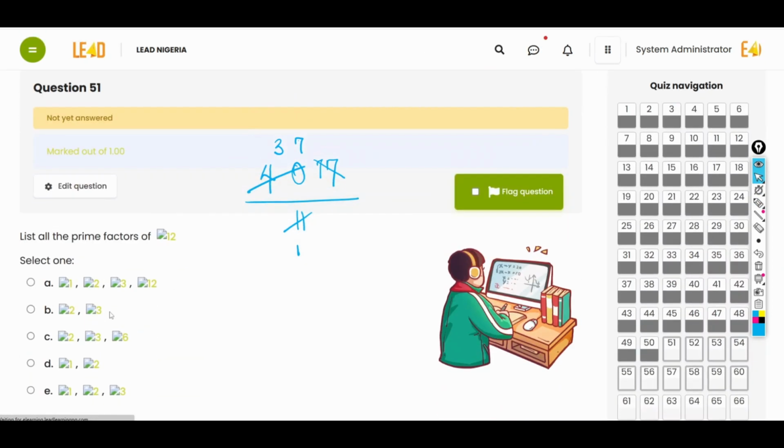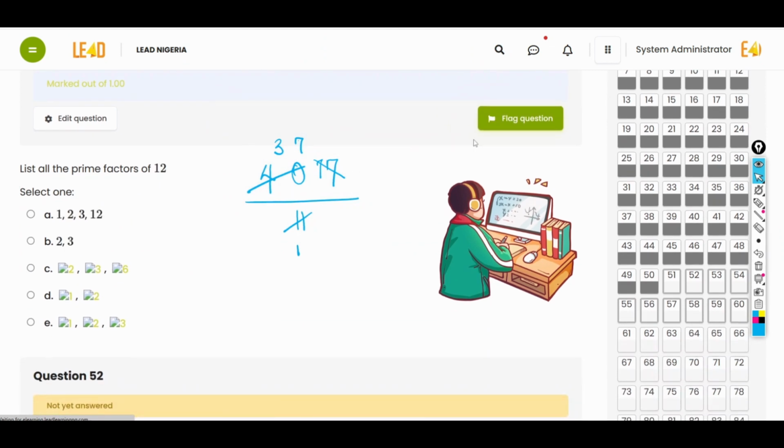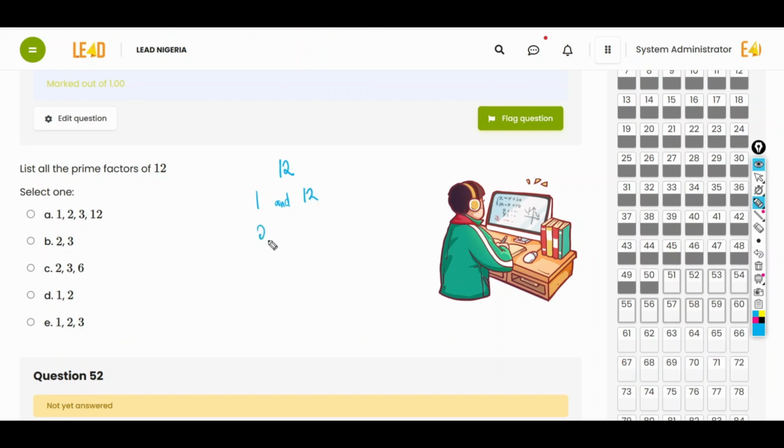Okay, 51 says list the prime factors of 12. Okay, so we'll just list out the factors of 12, and of the factors of 12, which ones are prime. So factors of 12, if we use factor pairs, we have 1 and 12, we have 2 and 6, we have 3 and 4.